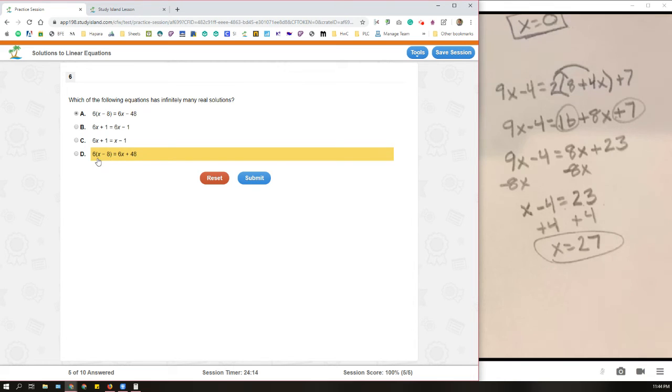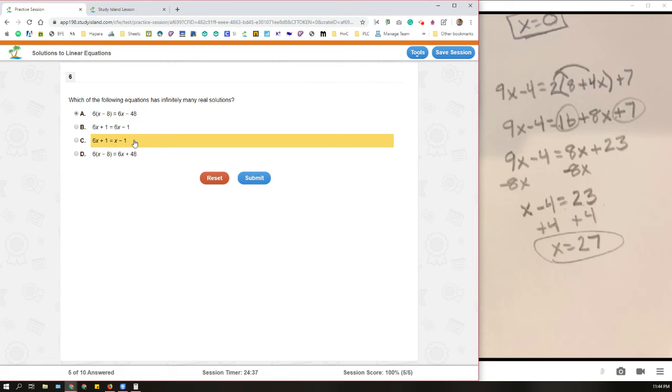And then last but not least, this looks a lot like the first one, but 6 times x is 6x, and that does cancel out with those 6x's, but on the left side it would be 6 times negative 8 is negative 48, so I would write 6x minus 48, but over here it says plus 48, so those do not match up. This one, B and D, would both be no solution. C is one real solution. A is infinite solutions.